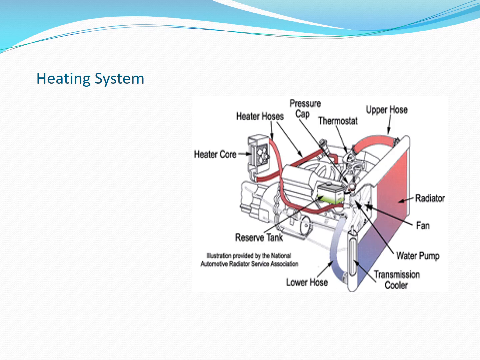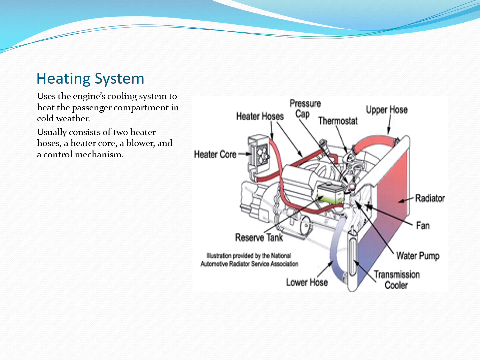As you can see in the diagram on the screen in front of you right now, the heating system consists of a radiator, your upper and lower radiator hoses, and a thermostat that controls the flow of coolant from the engine to the radiator. Then you've got two smaller heater hoses that go to your heater core.